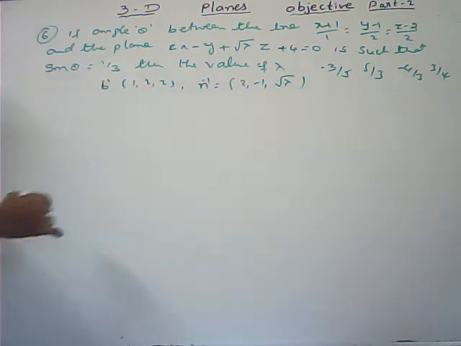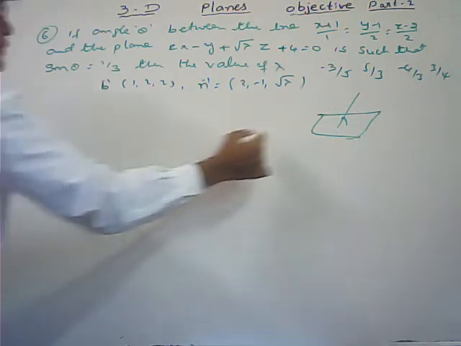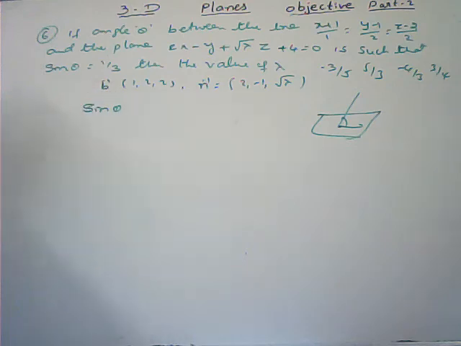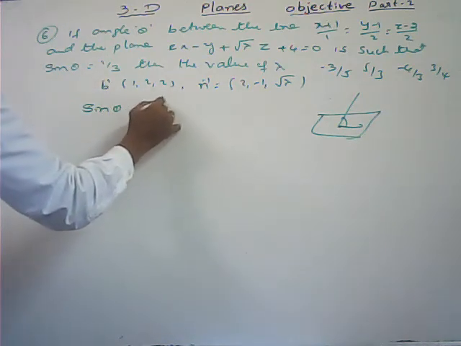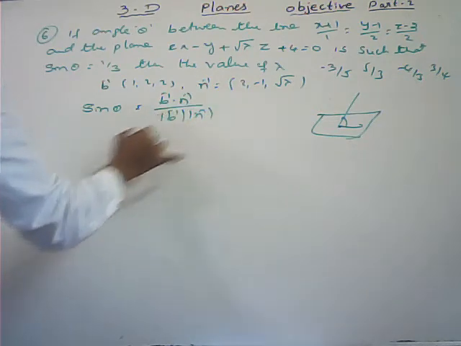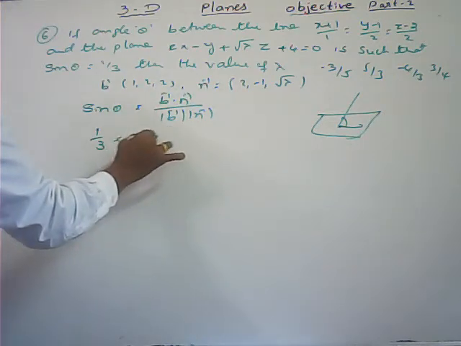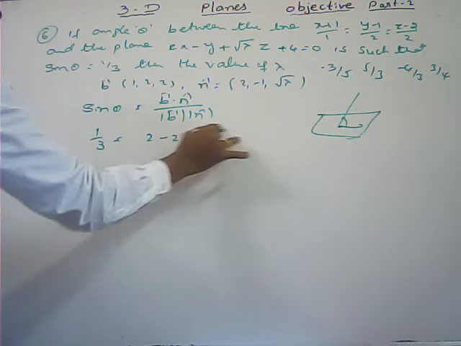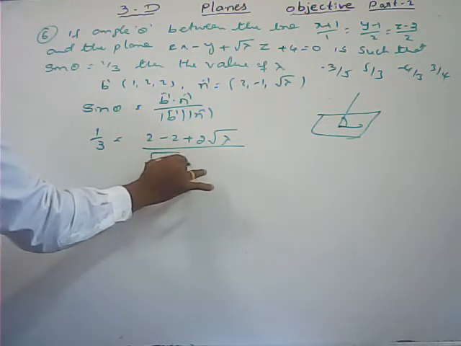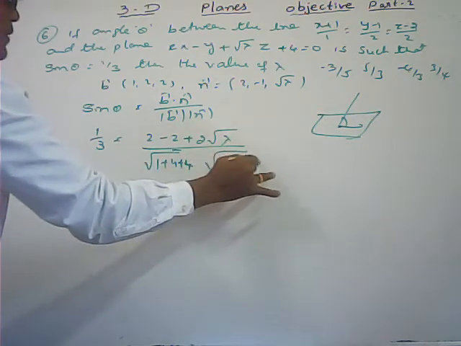And the angle between the line and the plane, we can take as sin theta only. Angle between line and the plane, sin theta is equal to, in the theory class we already explained that one, we derived that one. b bar dot n bar by modulus of b bar into modulus of n bar. Sin theta is already given as 1 by 3. What is the dot product of these two? 2 minus 2 plus 2 root lambda, by root of this one 1 plus 4 plus 4, and modulus of this one, root of 4 plus 1 plus lambda.